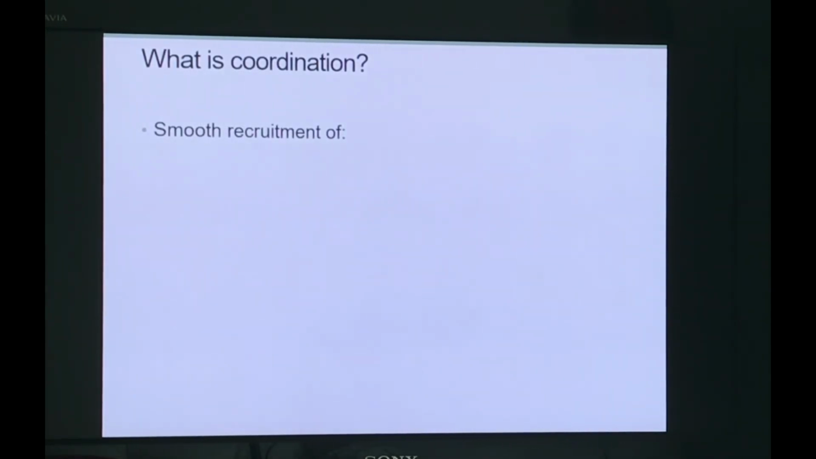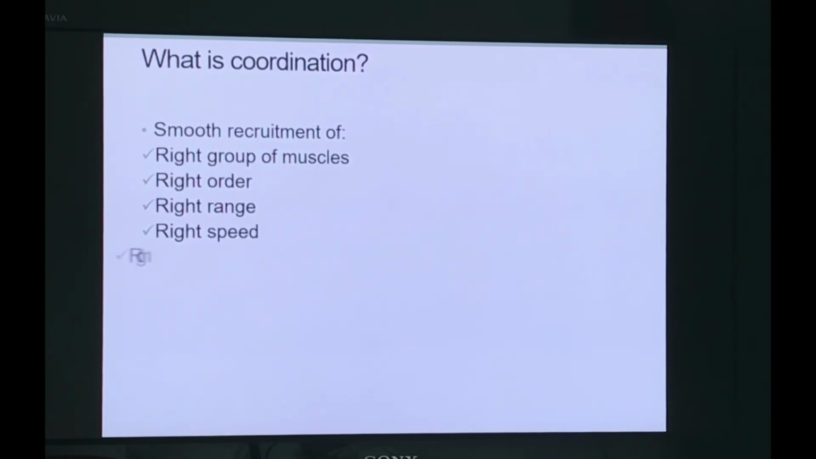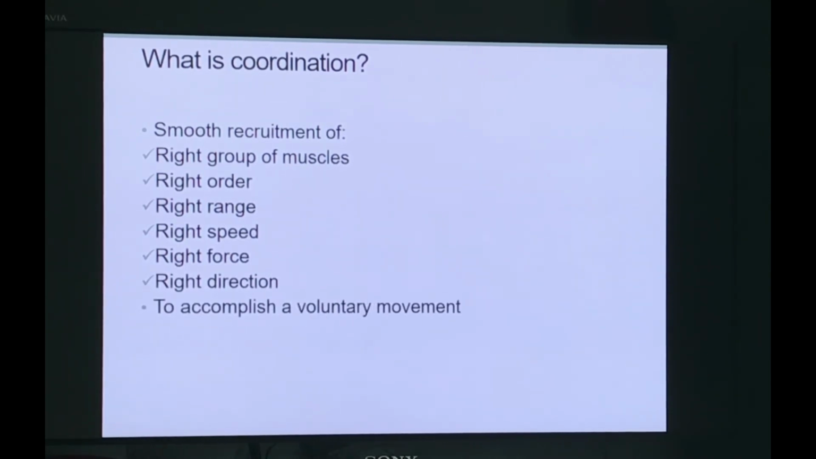So what do we mean by coordination? Coordination is a smooth recruitment where the right group of muscles are contracted. There is the right order, so the order is passed to the right group of muscles, and there is the right range; the movement should not overshoot. As I mentioned, there should be coordination in the amount, the measurement should be correct, then right speed, right force, right direction to accomplish a voluntary movement. So this is coordination.